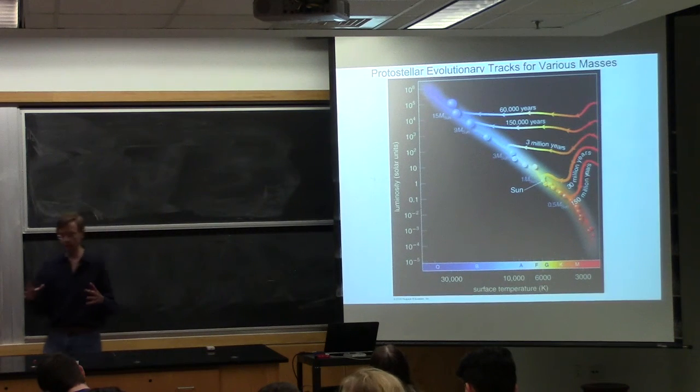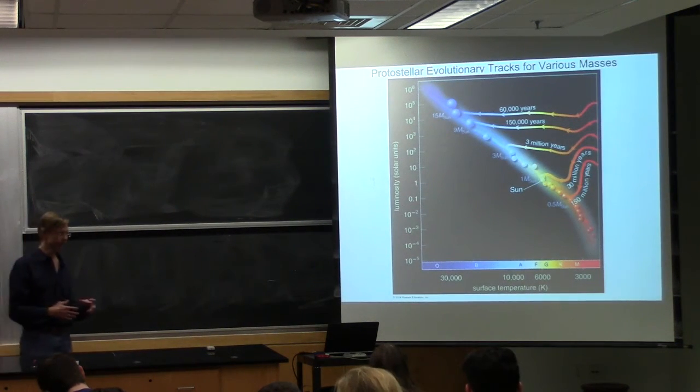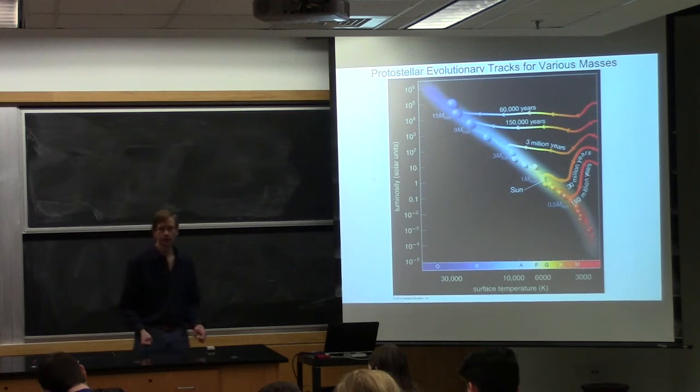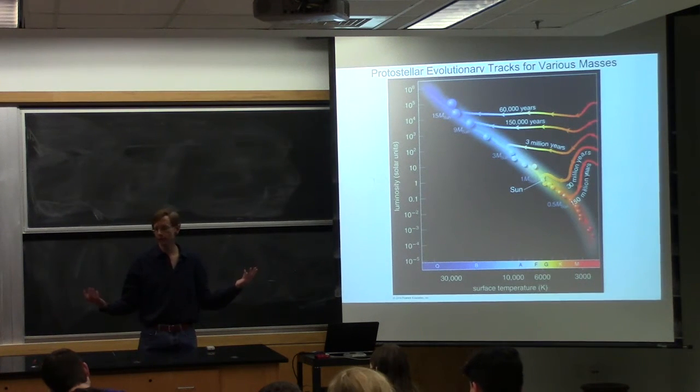Because the more mass of the protostar, the stronger its gravity is, the more rapidly it collapses as a result of that. So like anything else, bigger stars, more massive stars do everything faster, including forming.